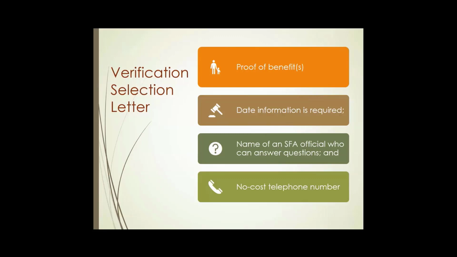You're also letting them know that the information must be provided by a date that's specified in the letter, and that failure to do so will result in termination of benefits. Give them the name of an official who they can call if they have questions, who can provide assistance, and then you want to make sure that there is a no cost to the household telephone number. So all of these things are provided as a part of the verification selection letter.